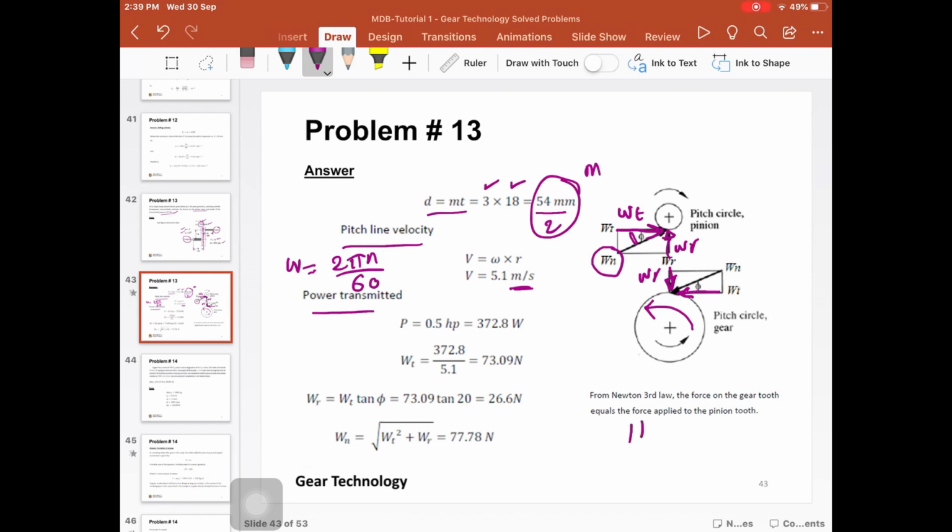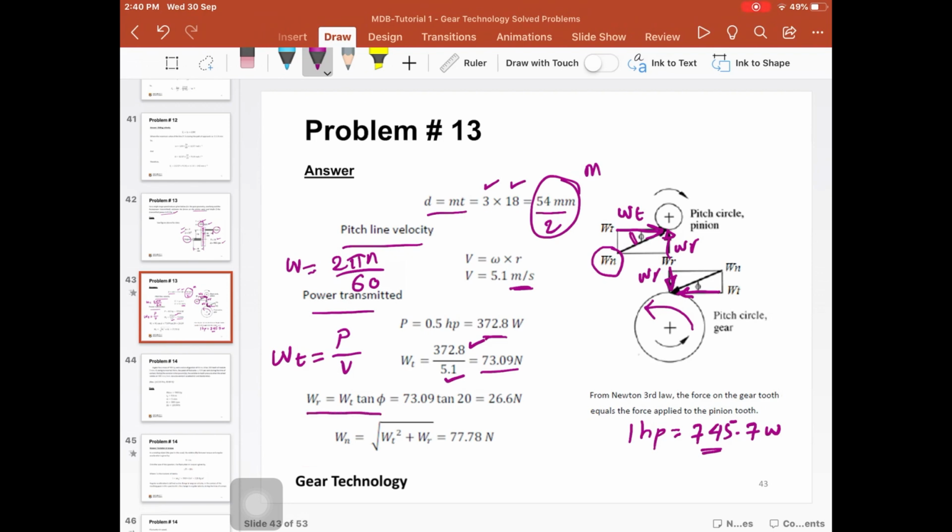We have it here in horsepower. So 1 horsepower is equal to 745.7 watts. Okay, so if this is half horsepower, this value is half of this value, and then the WT, if you remember, WT is equal to the power divided by the pitch line velocity. So the pitch line velocity is 5.1 and the power is given in watts, so this gives us the tangential force or the tangential component in Newton.